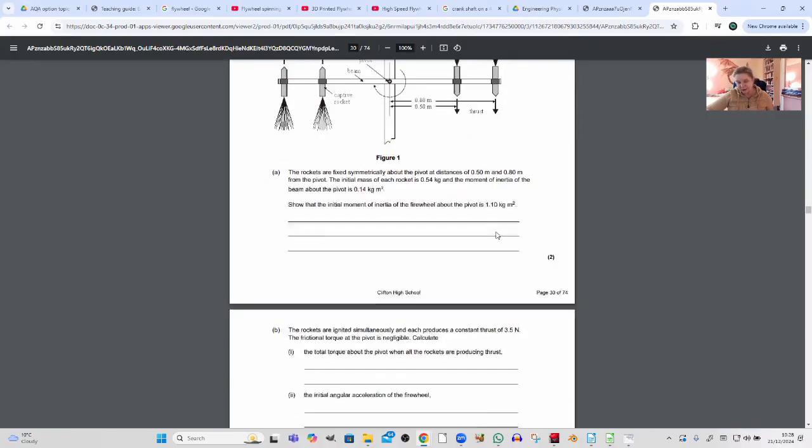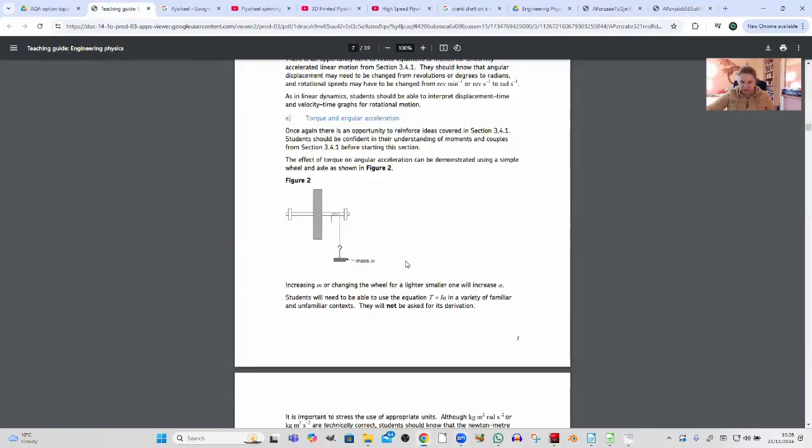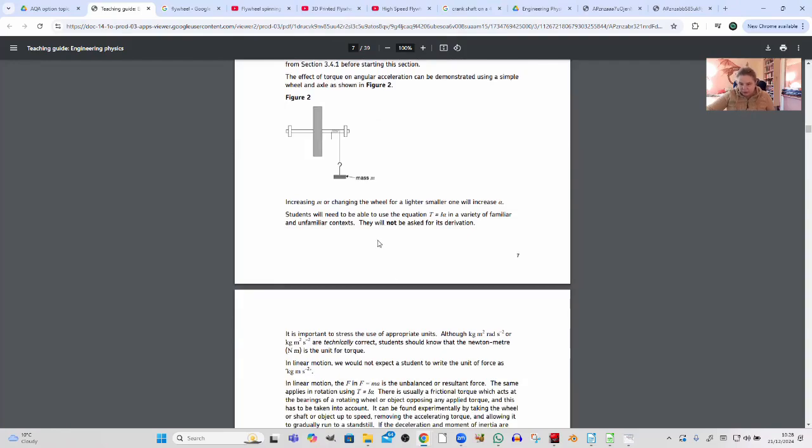Oh, it's exciting. Okay, so just so that you're aware that that's probably the hardest bit of the engineering physics option topic. Okay, so we've now got a torque, and it causes an angular acceleration of the moment of inertia of whatever it is that's attached. Okay. Can you see it says you will not be asked to derive the torque equation at all, but you are going to have to apply it in familiar but also unfamiliar contexts. In other words, they might give you something weird.